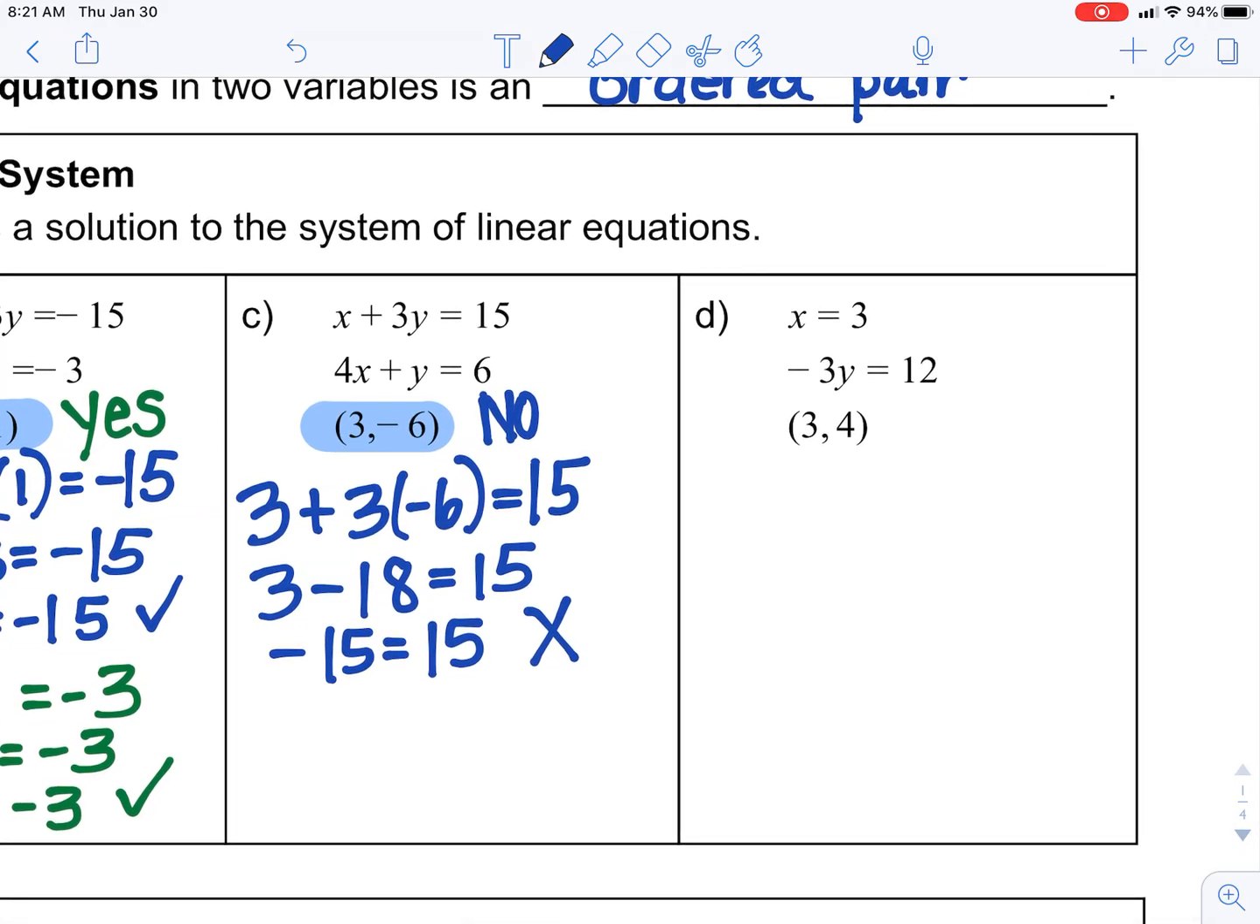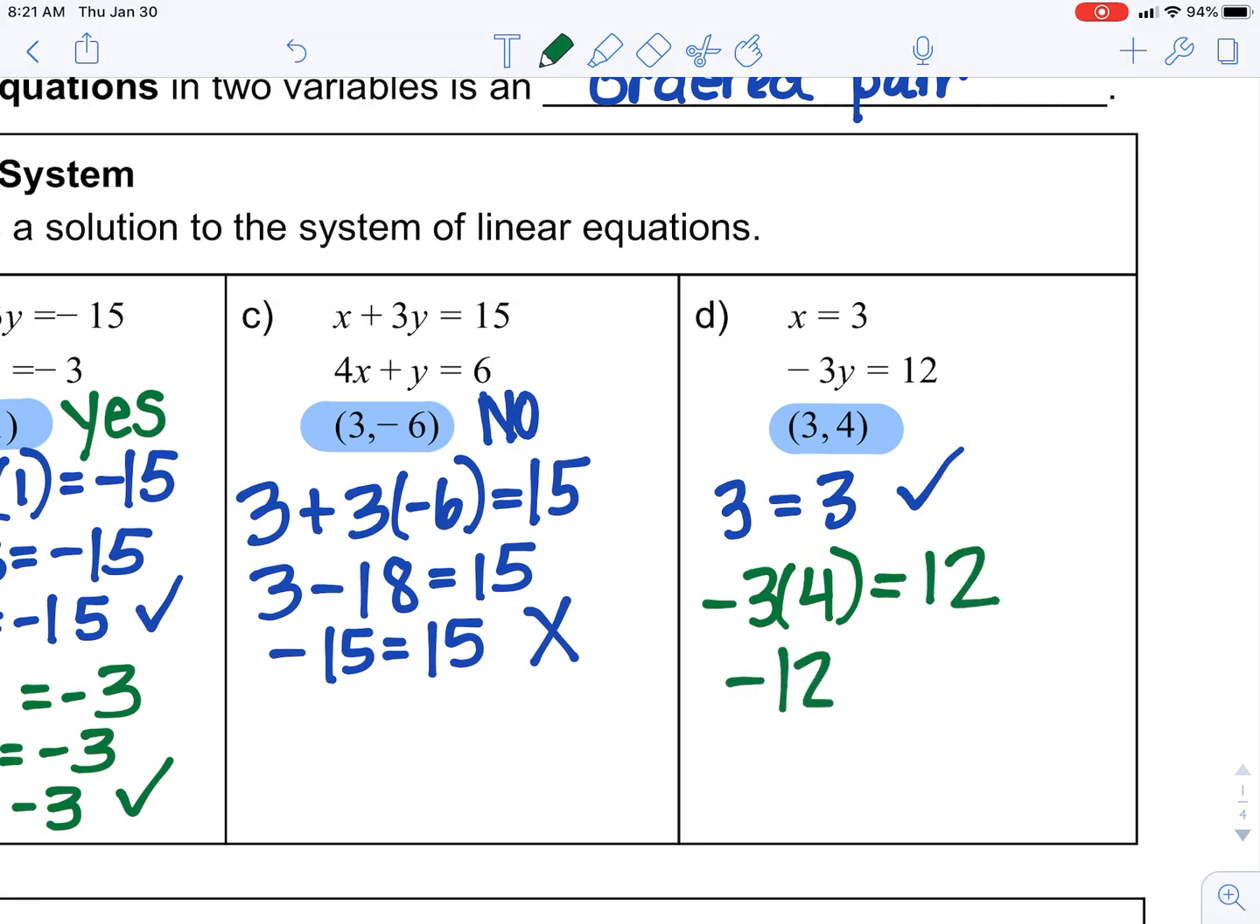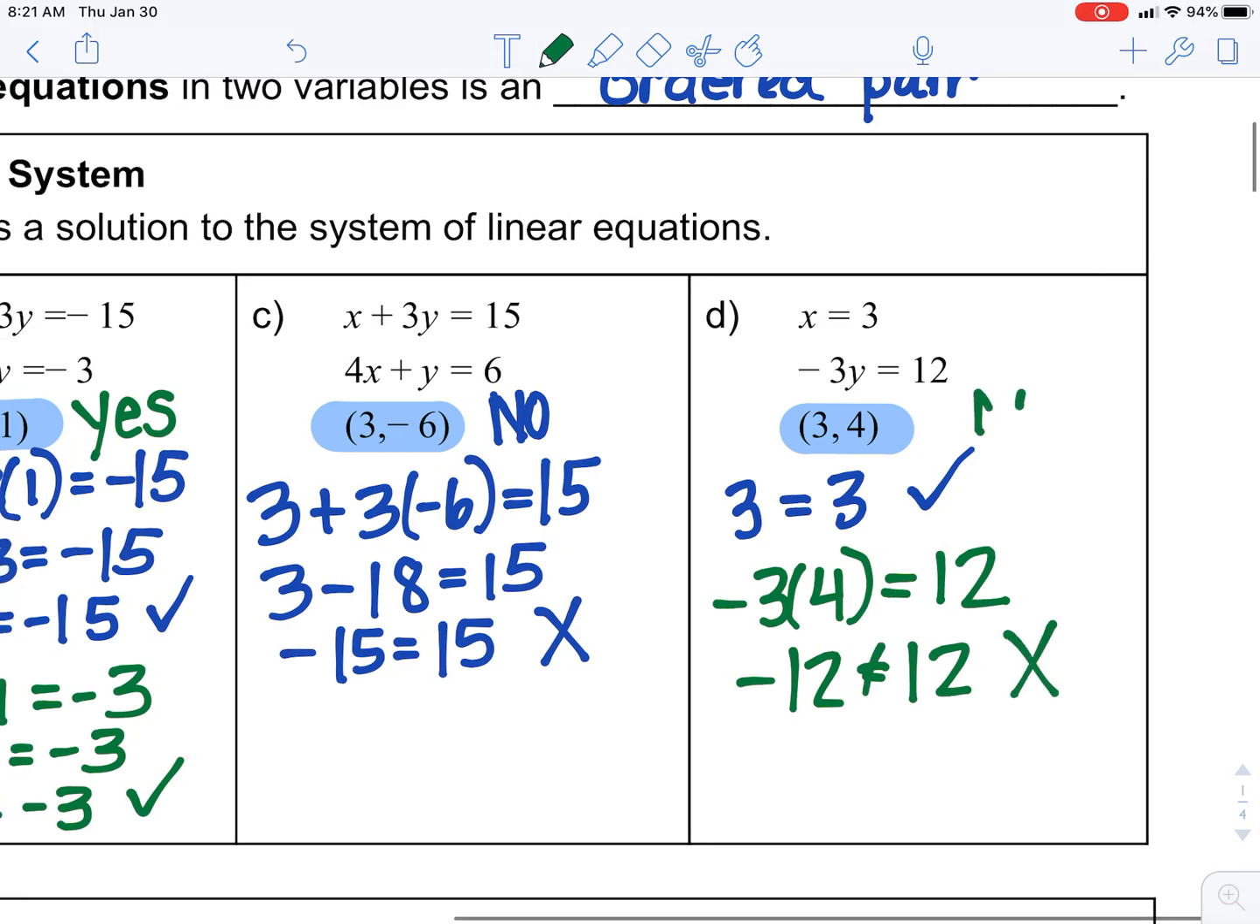Looking at letter D, x equals 3. You do still need to plug in the ordered pair. So we have to say 3 is equal to 3. So that is an automatic check. And then we have to check the other one. -3 times 4 equals -12. -12 does not equal 12. So this one is also a no.